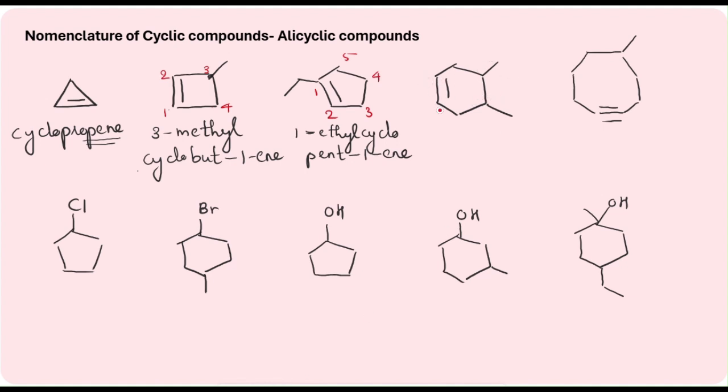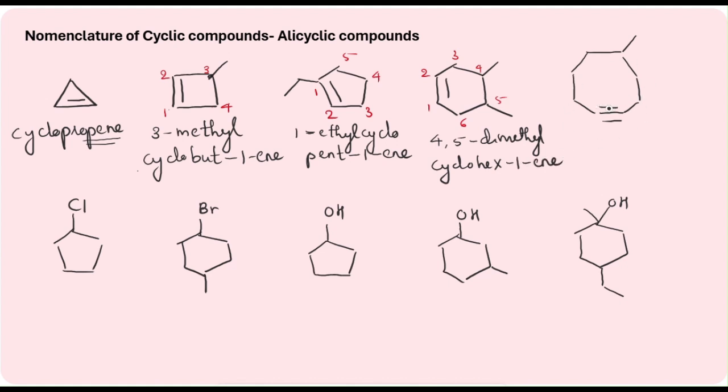For the fourth molecule, if we number from here or here, anyway, the methyl groups are going to get the same number as it is a symmetrical molecule. So let's number it this way. So 4,5-dimethylcyclohexane-1-ene.